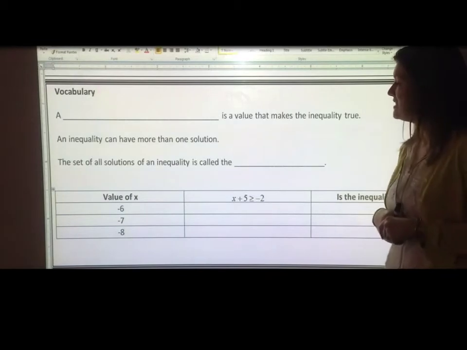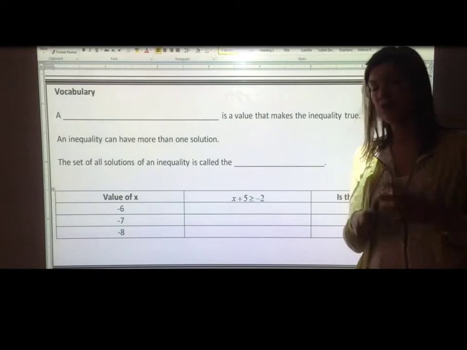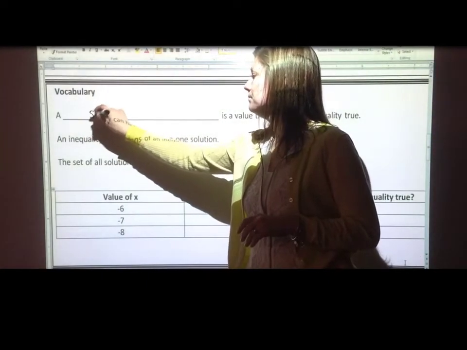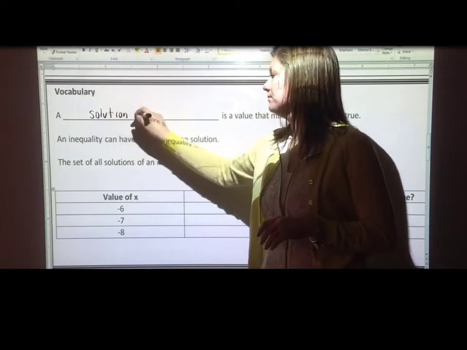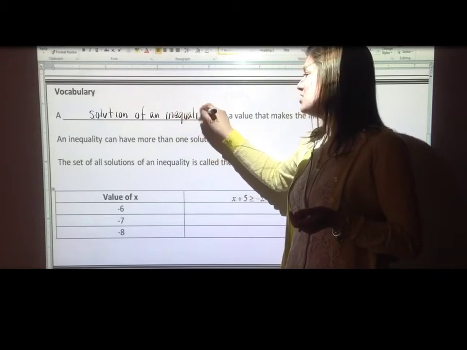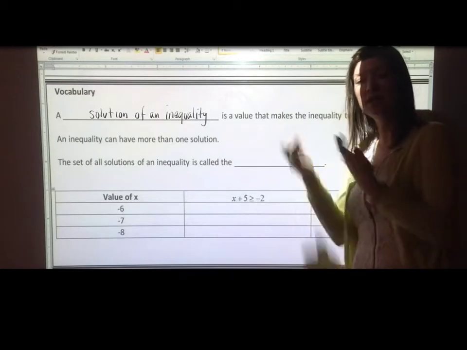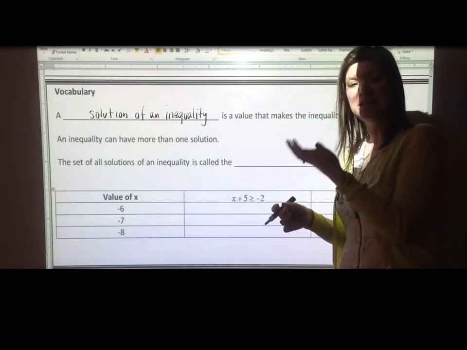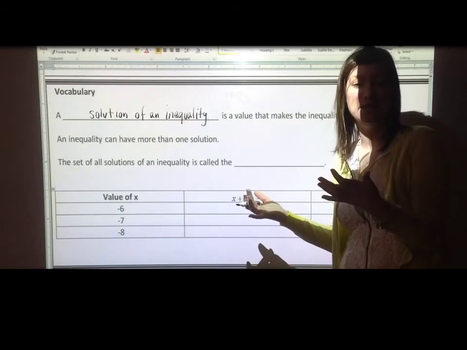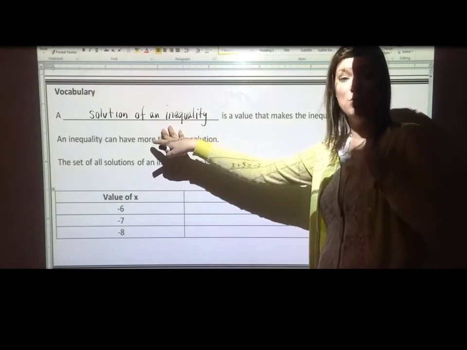So a blank is a value that makes the inequality true. So what do we call those solutions? And it's as easy as that. We call it a solution of an inequality. So a solution to an inequality is no longer one value, like we have in an equation. Because we're comparing, we just need a number to satisfy that comparison, and there's going to be more than one number that satisfies that comparison. So we call them solutions of the inequality, because we're going to have more than one of them.